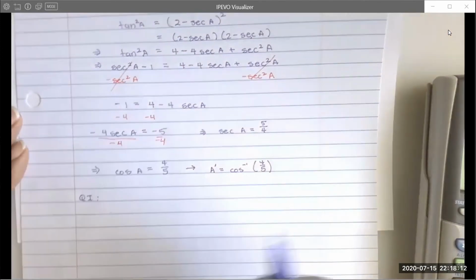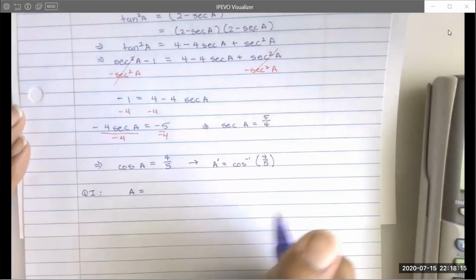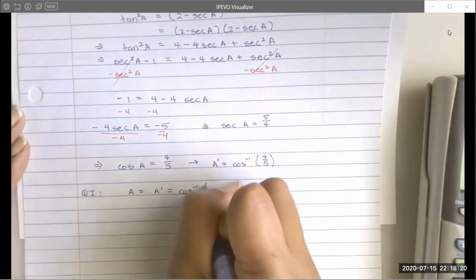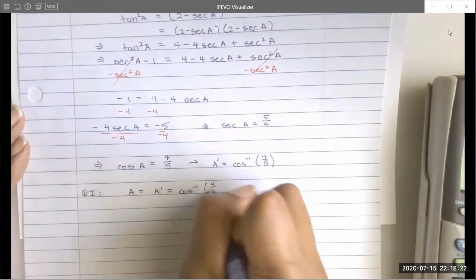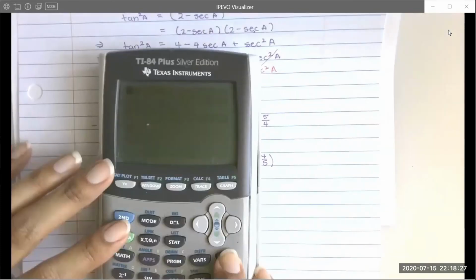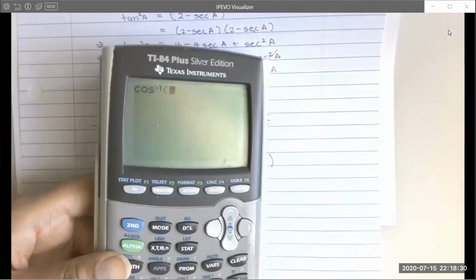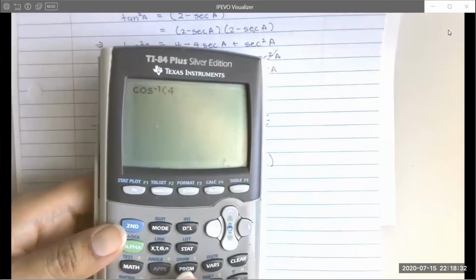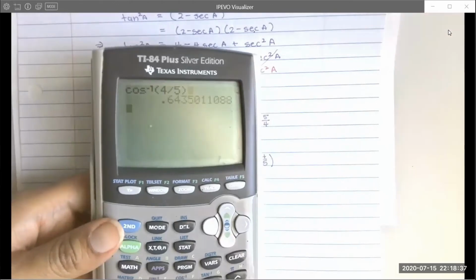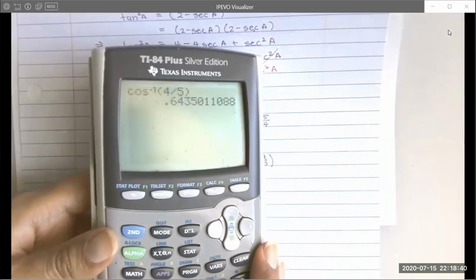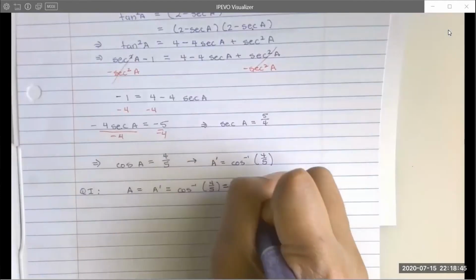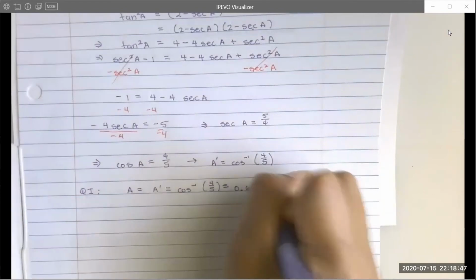So in quadrant number 1, the angle A is simply going to be the same as the reference angle, which is cosine inverse of 4 over 5. And what is that going to be? Let's see. Cosine inverse of 4 over 5, and this is supposed to be in radians, and that's actually already good. I'm getting about 0.6435. That's in quadrant number 1.